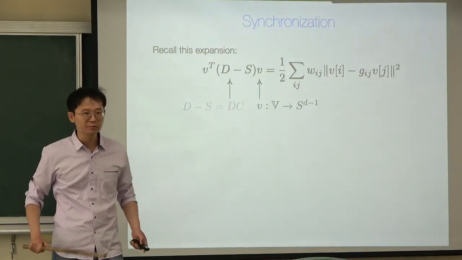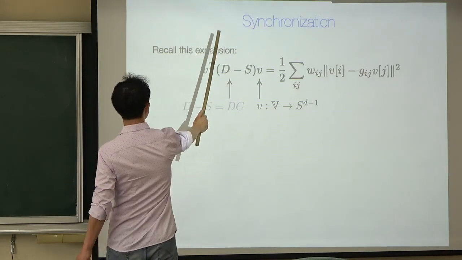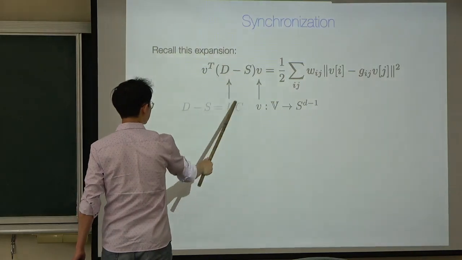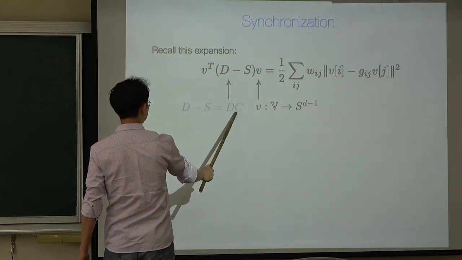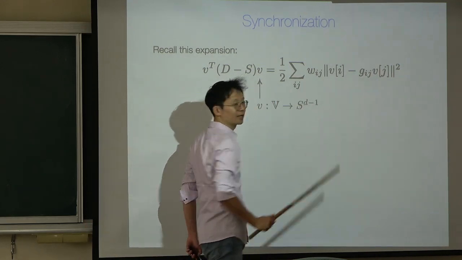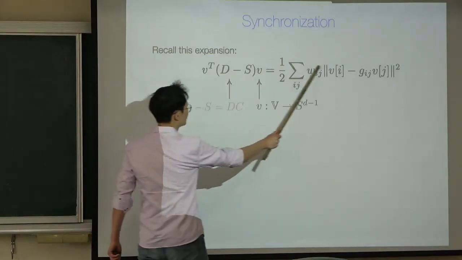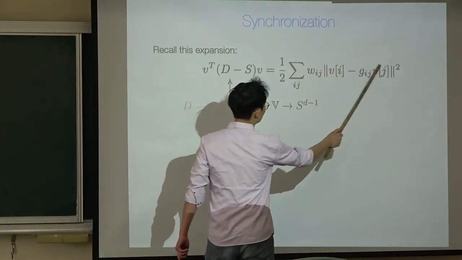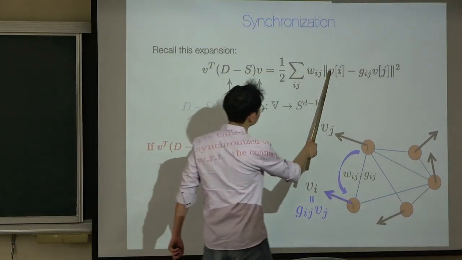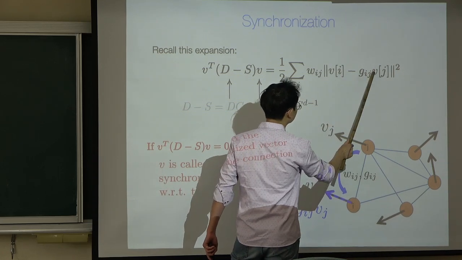So those we all know, but what about the general case? So this is D minus S is D times C. C is the connection Laplacian, the normalized graph connection Laplacian. And if you do the expansion, that is what you get. And we have had this expansion before. Now, if you look at this quantity, what does it tell you? It is trying to tell you that you are comparing Vi and Vj.